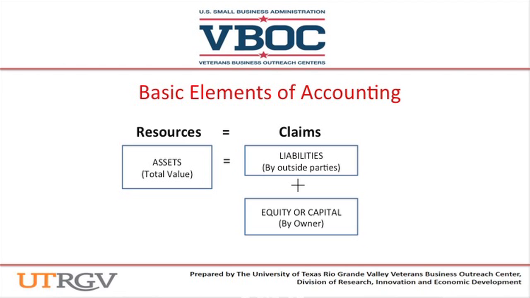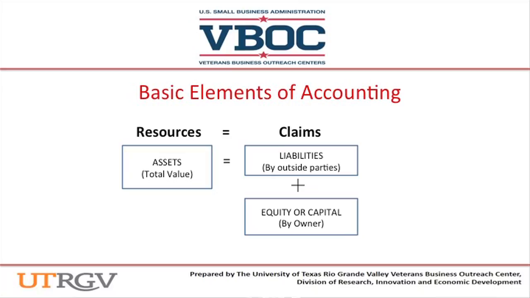So the basic elements of accounting. You have resources that you have access to, and those are your total assets, on your left-hand side. And on your right-hand side, you have your claims, comprised of your total liabilities, equity, or capital. Now, your liabilities are such as the equipment that you own in your business, but you got that equipment from a loan from a bank, and you're still paying on it. And your equity is all your resources that are free and clear from any liability. A combination of liabilities and your equity or capital equals your assets.